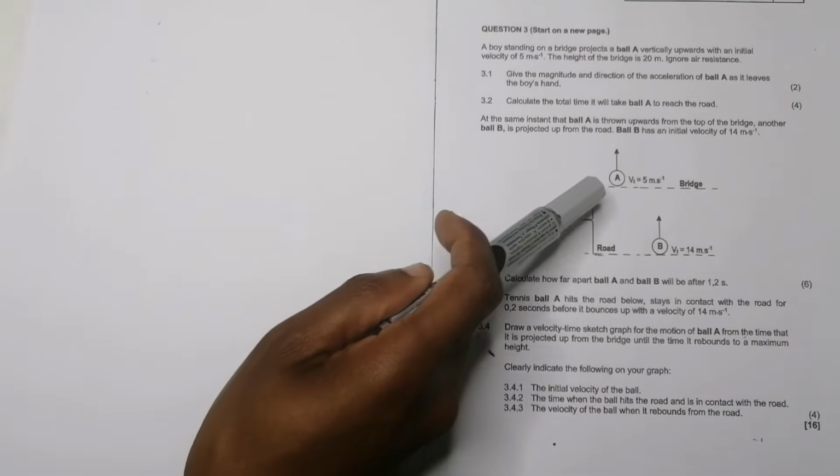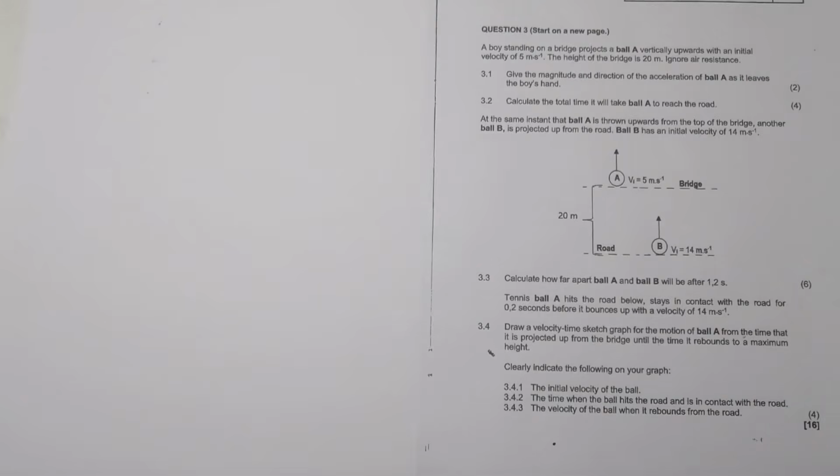Okay, so there's ball A over there, 5 meters per second. They say the height of the bridge is 20 meters and we need to ignore the effects of air resistance. Now remember, once they say ignore the effects of air resistance, it means only gravity will actually be acting as soon as we release it, right?